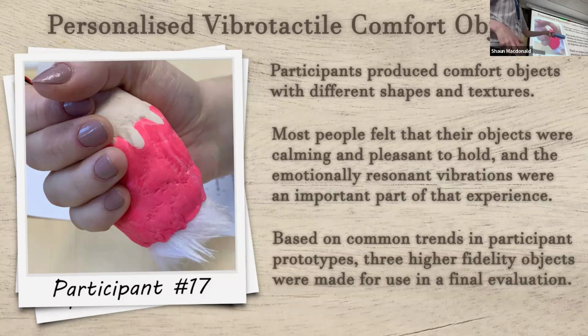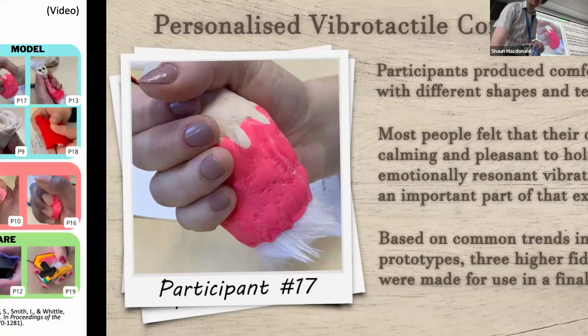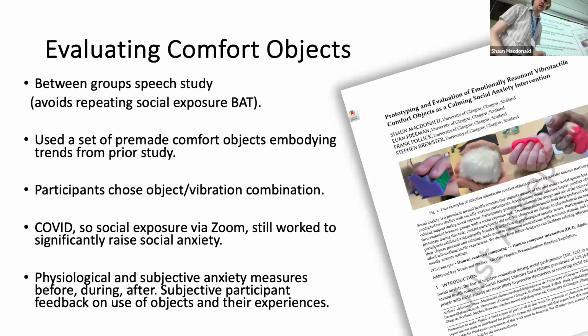And people did feel that the vibrations were an important part of the experience, although they actually felt that the objects were an even more important part. They liked all aspects, but they really liked having the multisensory, holistic aspect of the comfort object. Based on these trends, we made three high fidelity objects for a final evaluation, which I'll show in just a moment. This is a paper that I'm really glad came out in time for this talk. I signed up for this talk three weeks ago, and this paper came out two days ago. This paper discusses the participatory prototyping we just did here, but it also discusses the evaluation that I'll go into just now.